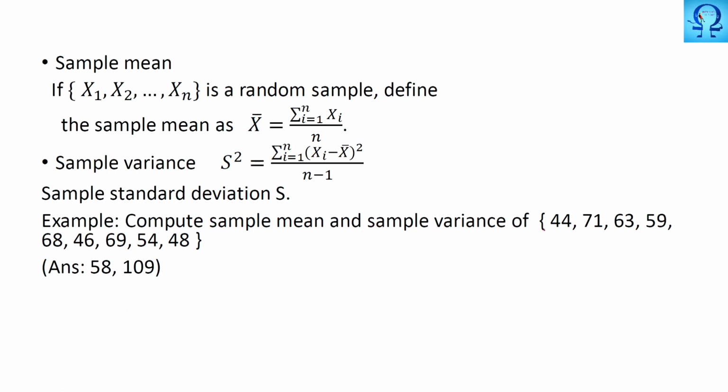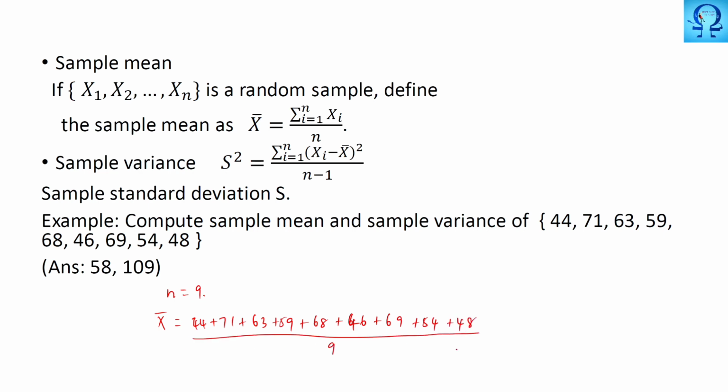Here, just count the number of entries. You have 4 plus 5, which is 9. So your n value is 9. So basically your x bar is going to be what? 44 plus 71 plus 63, 59 plus 68 plus 46, 69, 54 plus 48, everything divided by 9. And this is going to be 58.